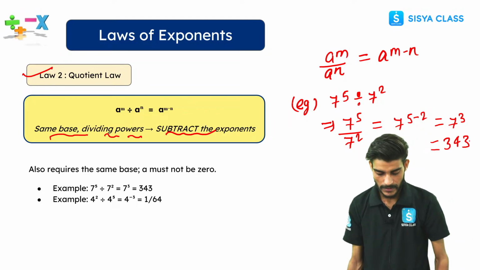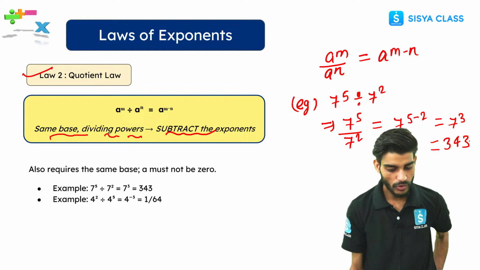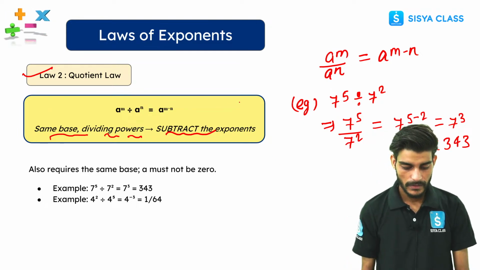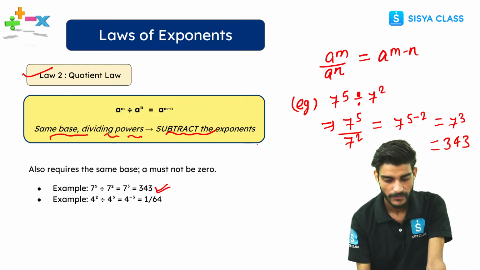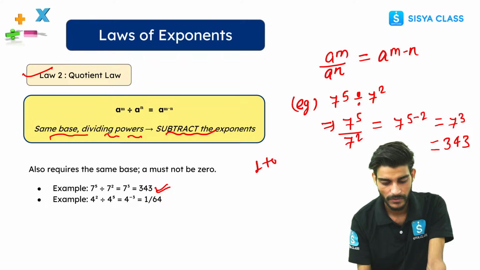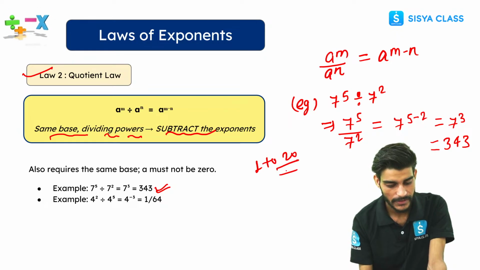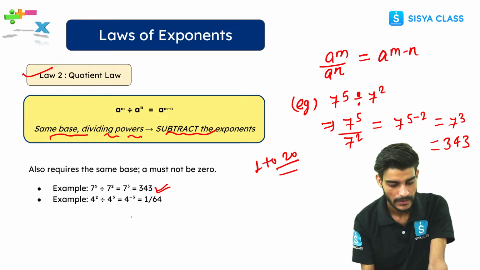Clear? So you have to remember the cubes first, okay? If you want to do fast calculation, you have to remember the cubes from at least 1 to 20, that I told in the previous classes.